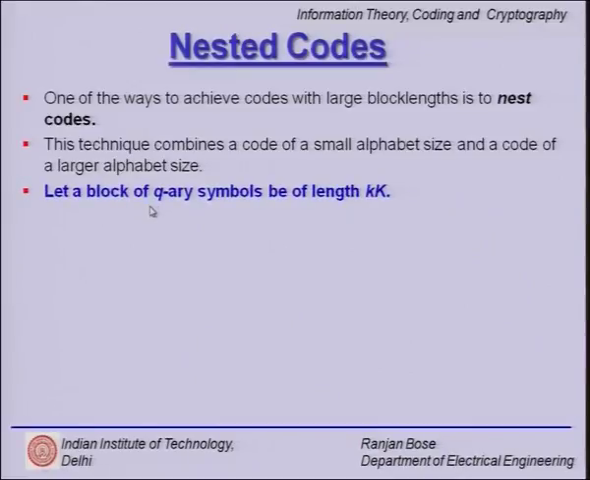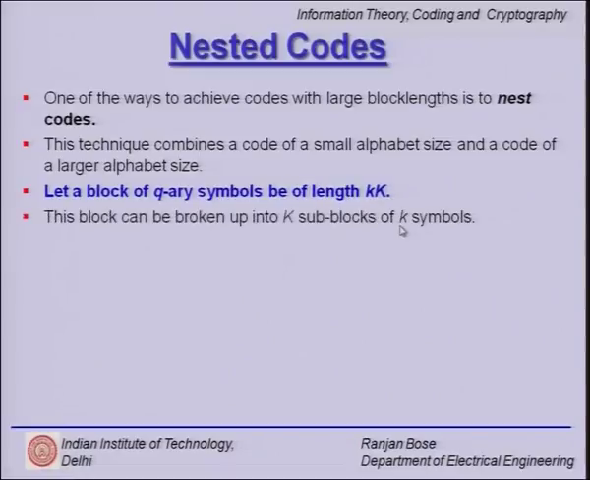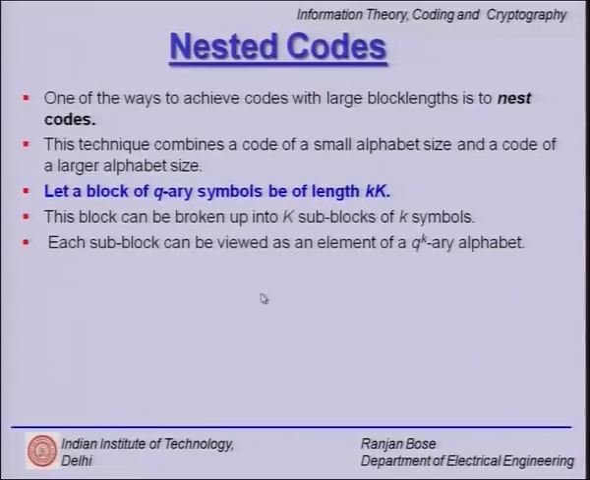So, let a block of q-ary symbols be of length small k, and capital K is the length of a block. Now, these two K's correspond to the two different codes, one with a small alphabet size and one with a large alphabet size. So, you can write this as capital K subblocks of small k symbols, making it small k into capital K symbols altogether. Each subblock can be viewed as an element of a q to the power k alphabet.